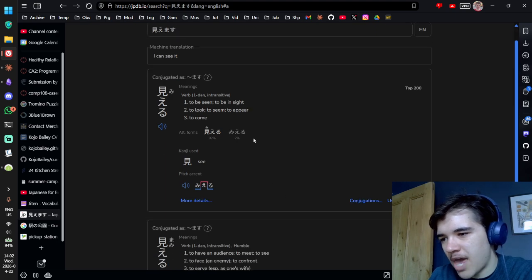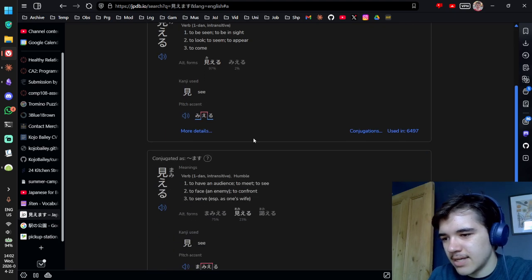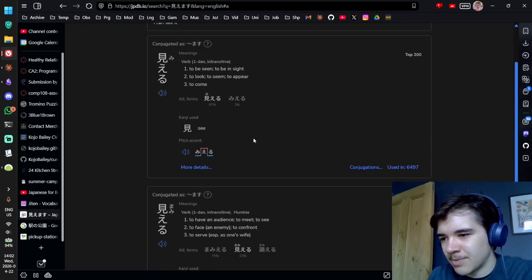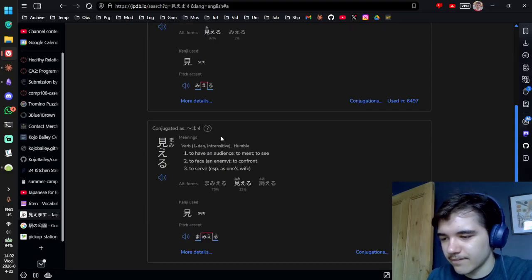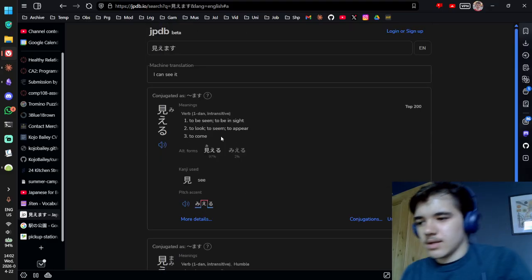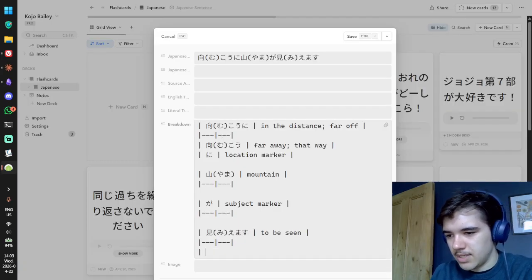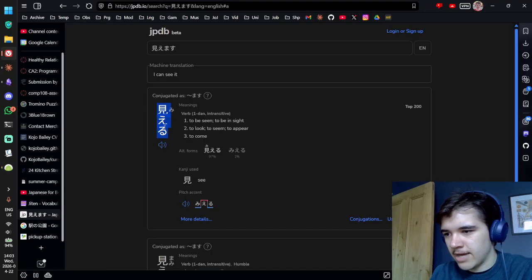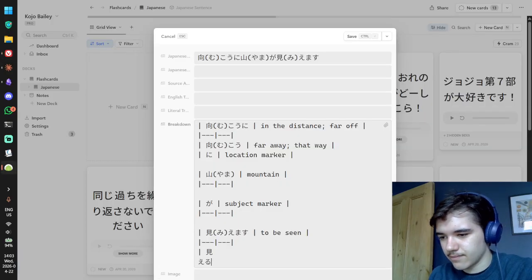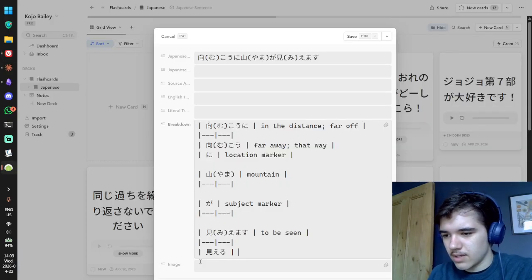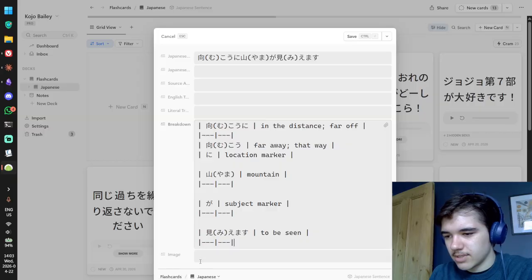To be seen, or to be able to be seen. Because it's a special conjugation of the miru verb, right? I forgot what it's called. Mieru. I mean, yeah, whatever. To be seen, formal.